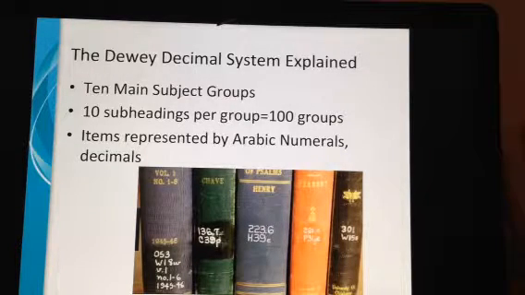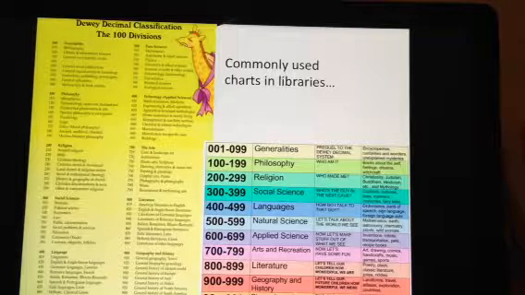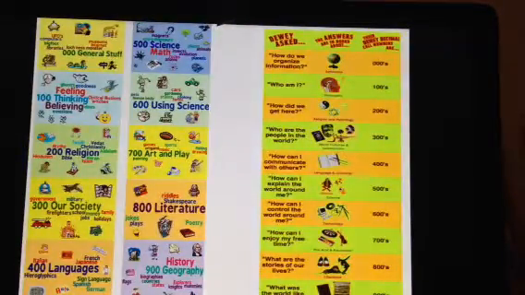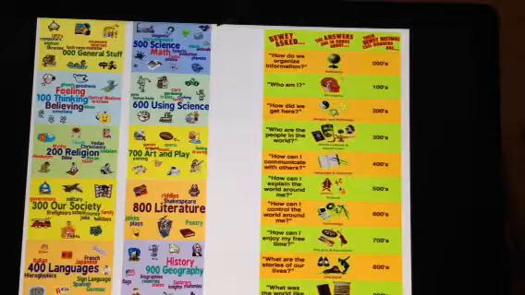The Dewey Decimal System has 10 main subject groups, and in each group there are 10 subheadings per group, which gives you 100 groups. These are represented by numbers and decimals. Here are some examples of Dewey Decimal charts that are used in libraries and schools. Here are some of the more kid-friendly ones.